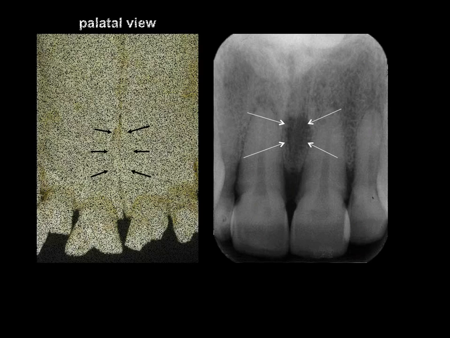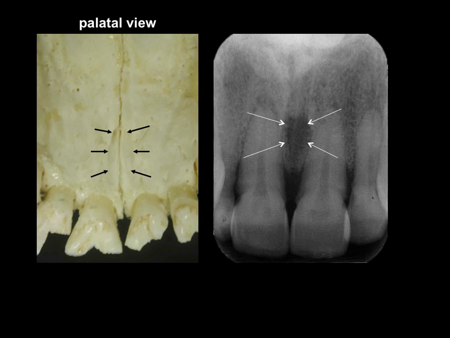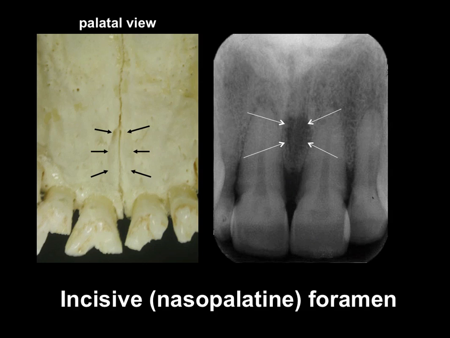Now on this radiograph, we see something else, something different. Between the two central incisors, we can see a radiolucent area. If we look at the skull, this time on the palatal side of the upper jaw, we can see what's producing this radiolucency. It is the nasopalatine foramen, or incisive foramen. You can use either term, they are interchangeable.